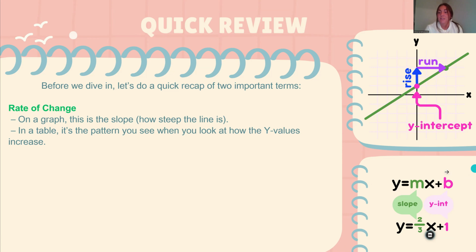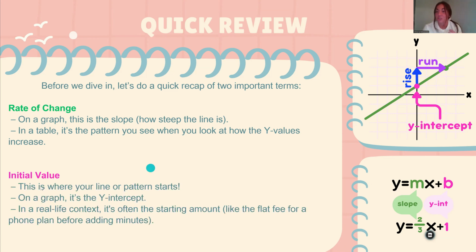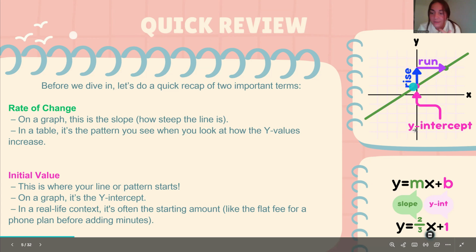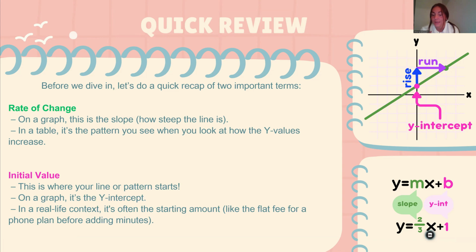Our next key term is our initial value. Our initial value here is where are we starting on this graph? Where does our line run into that y-axis? So what is our y-intercept? Here, we can see that it's a 1. And down here, in our equation of a line, we can see that it's also a 1, and that's represented by our b. If this is confusing to you, don't worry. This is what we're going through today in our lesson.